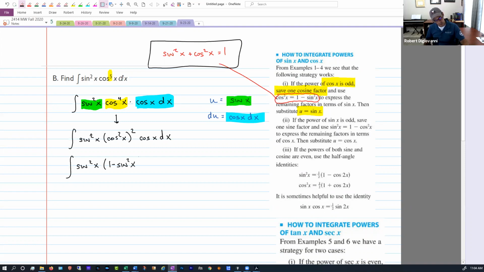Are there any questions while I'm writing this? We're good. And at this point, everything matches up. We've got the cosine x dx. We know that that's du. We've got a sine squared x here. We've got a sine squared x here. The sines will be replaced with u's. And so now we can rewrite the integral.